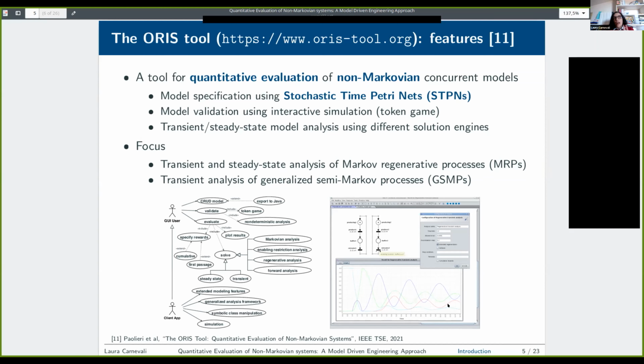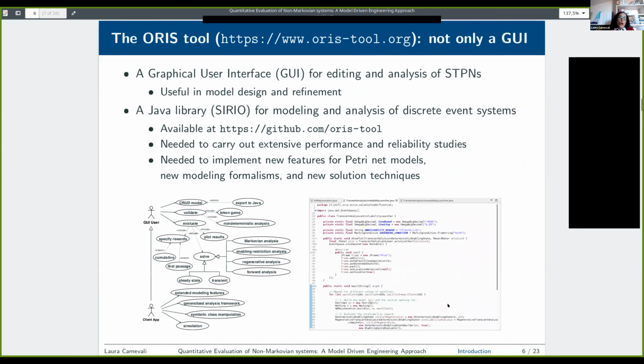Of course, a graphical user interface is useful in the initial stages of model design, but when you have to perform extensive parametric studies and when you want to analyze multiple variants of your model using multiple values of parameters, then you need to export the model into Java code, or into code in general.